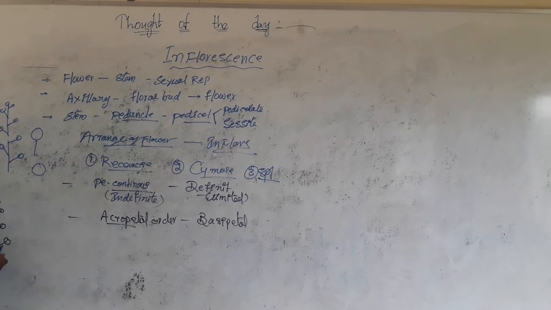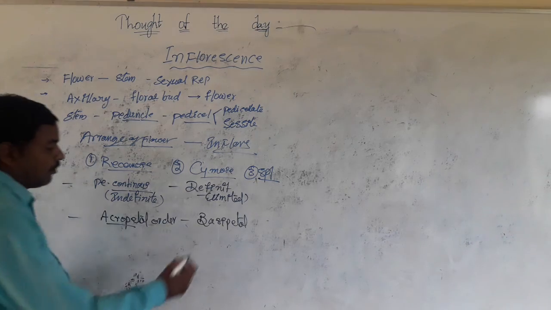So the first formed, oldest flowers are present at the base of the inflorescence. The most younger, later formed flowers are present at the top of the inflorescence. Here the maturity, the age of the flowers, decreases towards the top. The most younger flowers are present at the top of the inflorescence. The arrangement of the oldest flowers at the base and the youngest flowers at the top is called acropetal order.